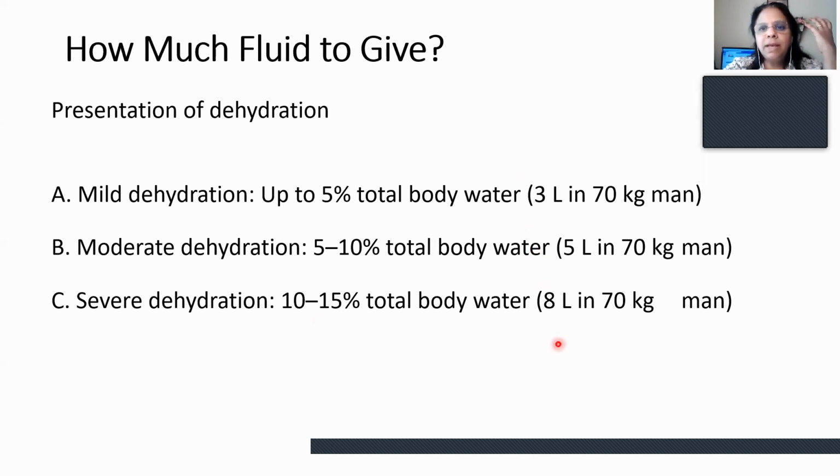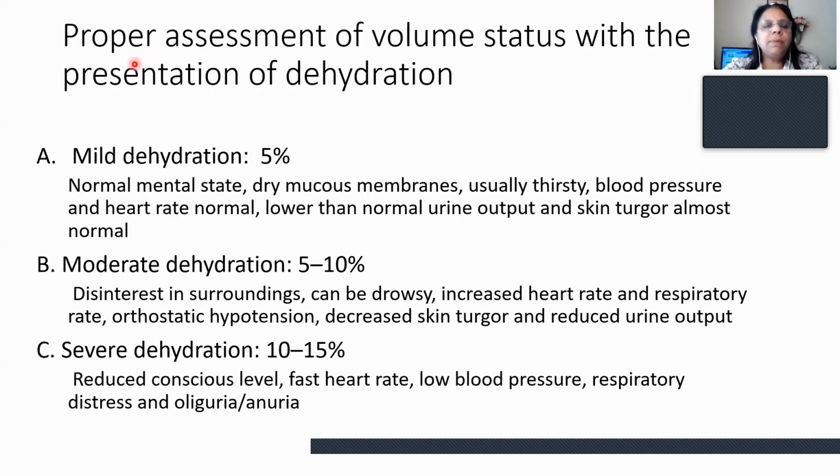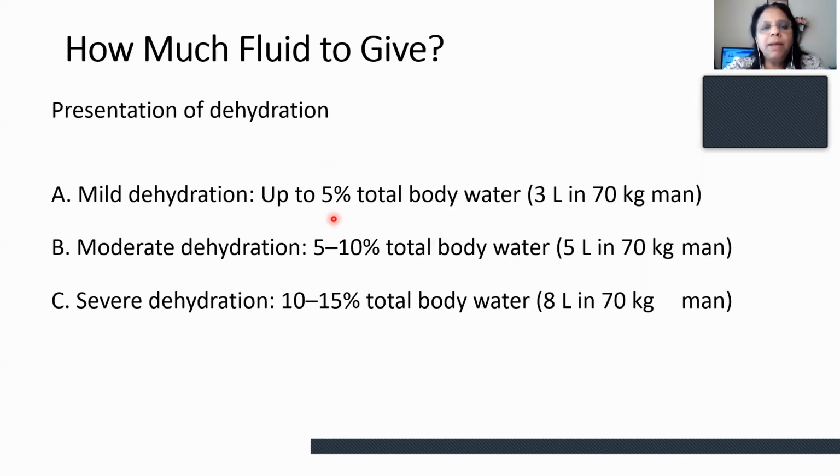If it is an adult, about 3 liters in a 70 kilo person is mild, 5 liters is moderate, and 8 liters is severe. This is mainly for children. But patients will not come and tell you that, and the fluids they have lost are different. So each situation needs to be managed in a different way.